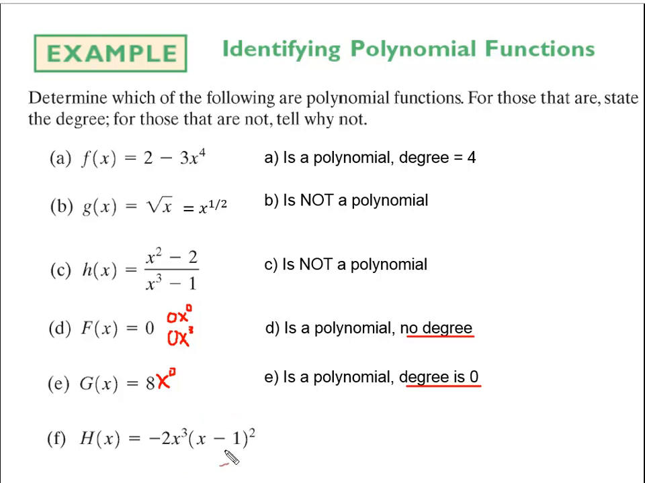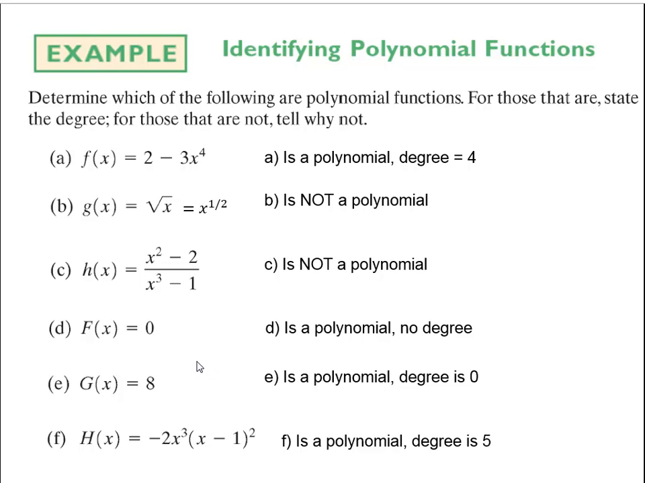All right, and then this last one would be a polynomial. So here's a factored polynomial. And notice if I were to FOIL all this stuff out, I'd get x cubed times x squared. So I'd get like a negative 2 times x to the 5th as the leading term here. And I'd have some other things being added. So for letter F, I'm going to say that that is a polynomial, and it is a degree of 5.